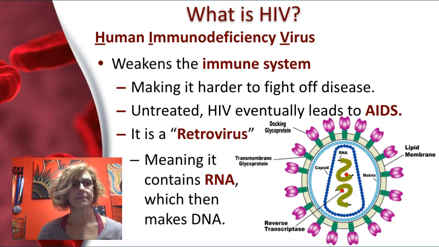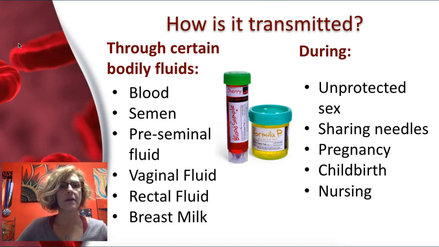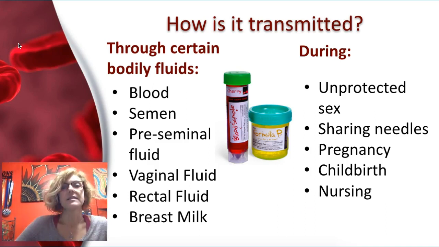It's super important that we understand how HIV can be transmitted. It can be transmitted through infected blood, semen, pre-ejaculatory fluid, vaginal or rectal fluids, as well as breast milk. This can be transferred from one person to the other either through unprotected sex, sharing needles, through pregnancy, childbirth, or nursing.